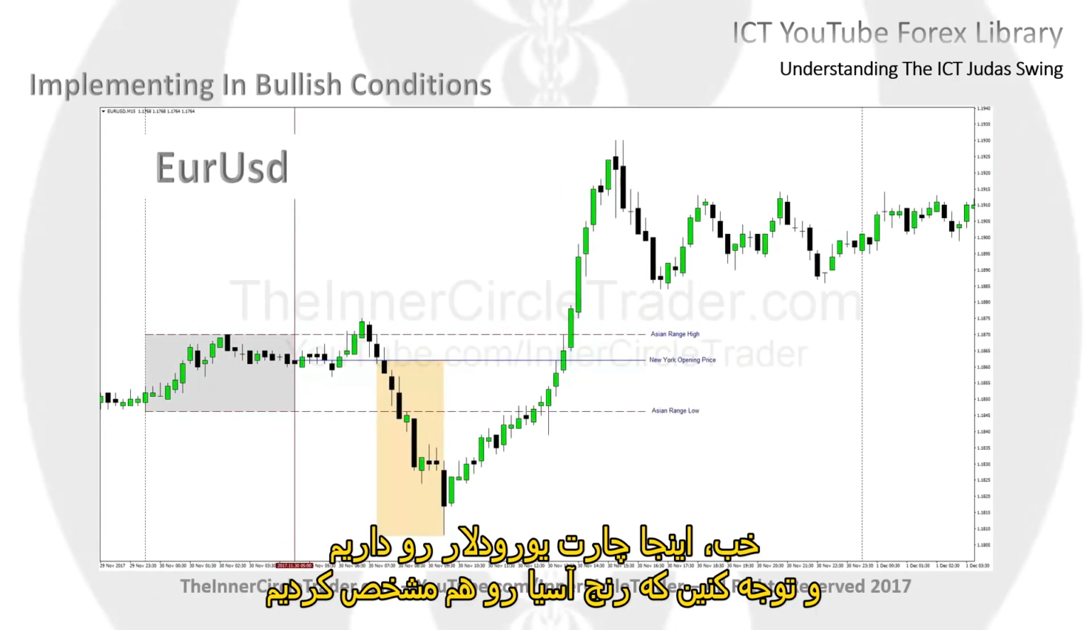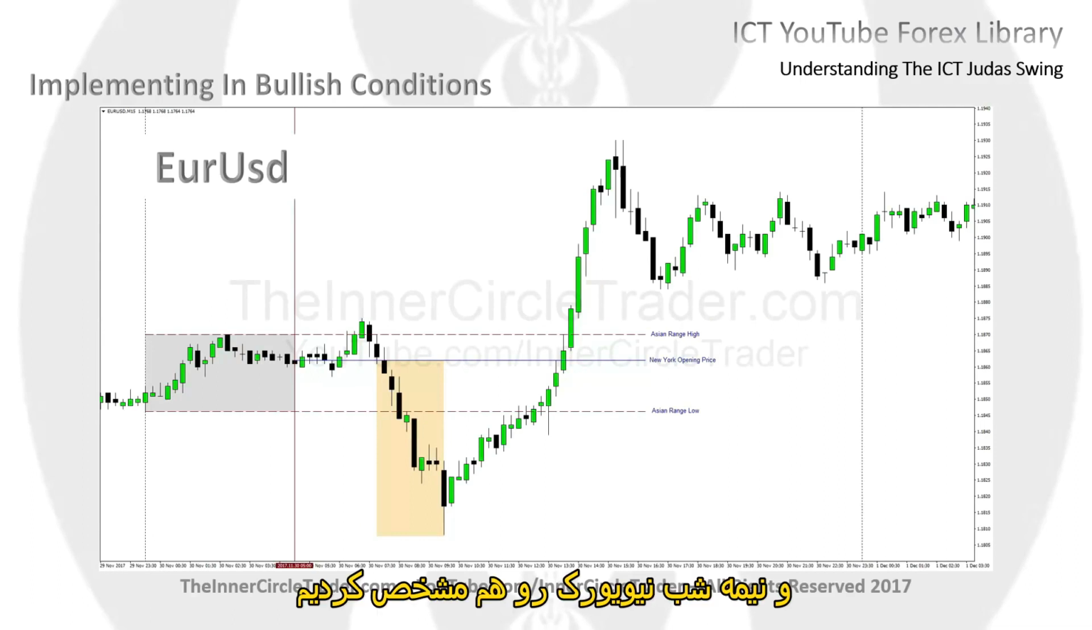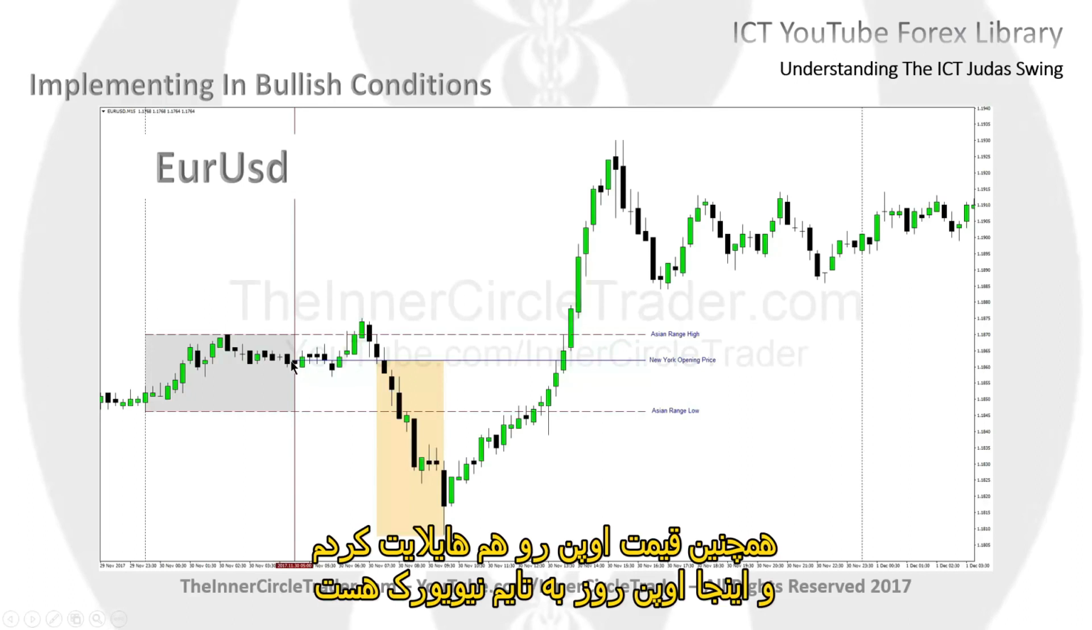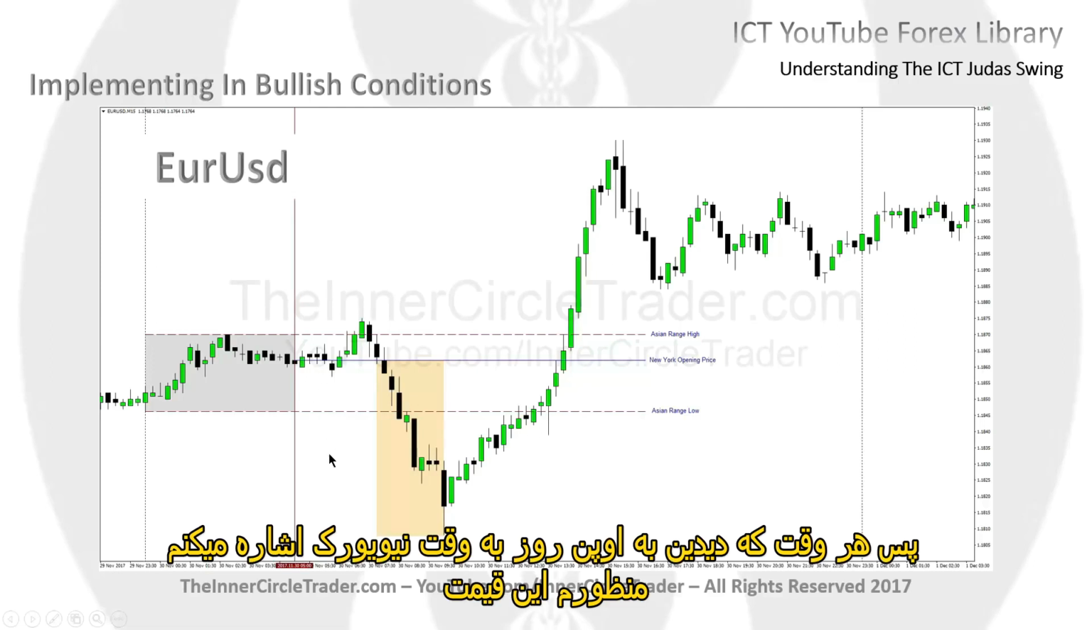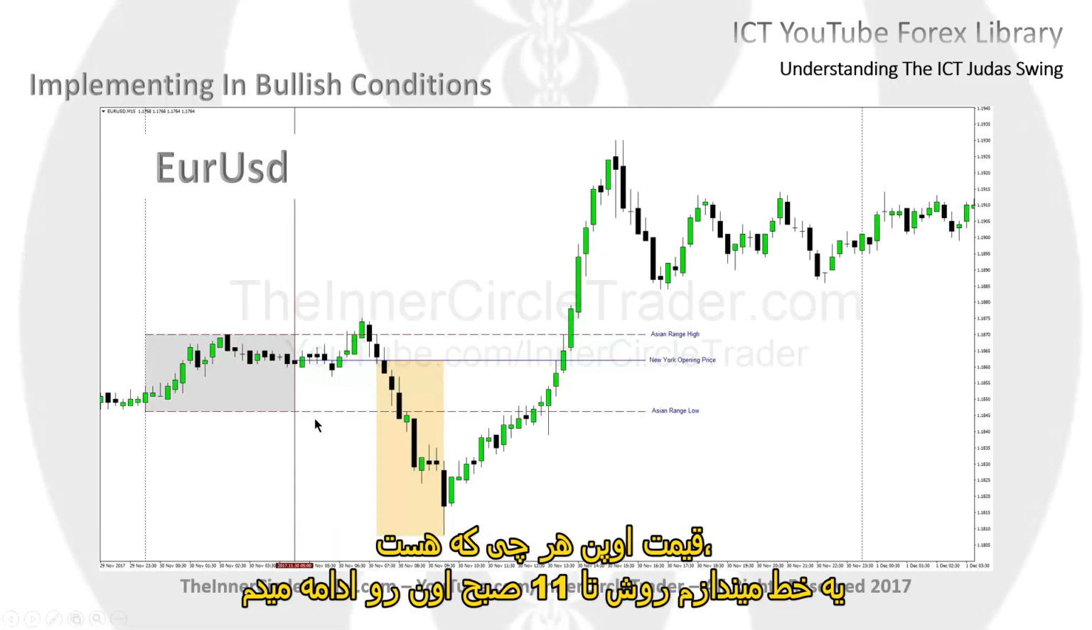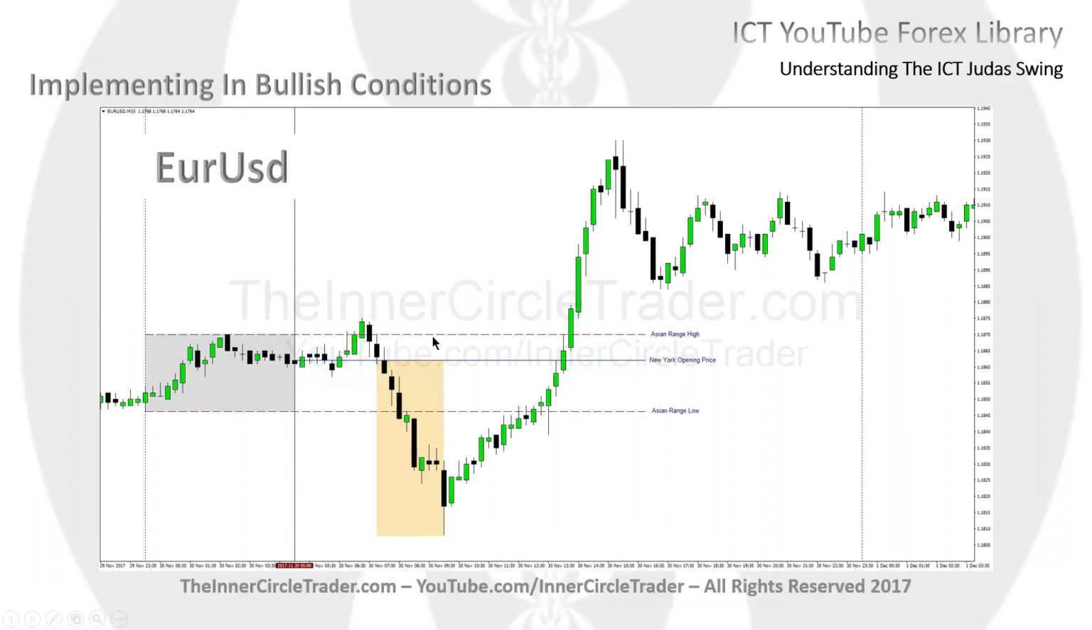Okay, so here we have the Euro dollar chart, and I want you to take notice that we have the Asian range applied. We also have the midnight delineation in New York. I've also highlighted the opening price at midnight. So this is the New York opening price. Whenever you hear me refer to New York open price, it's that price, whatever the opening price is exactly at midnight New York time. I draw that out to around 11 o'clock in the morning.